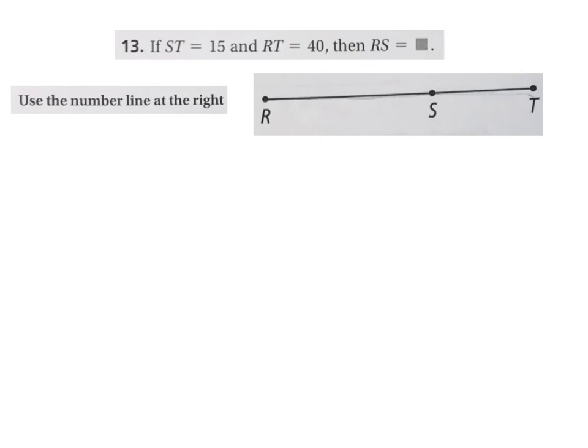But if ST is 15, and we see that that's this right here, this is 15, and RT is 40, it's the entire segment there, is 40. Let me just highlight the pink segment here. Okay, then what is RS?